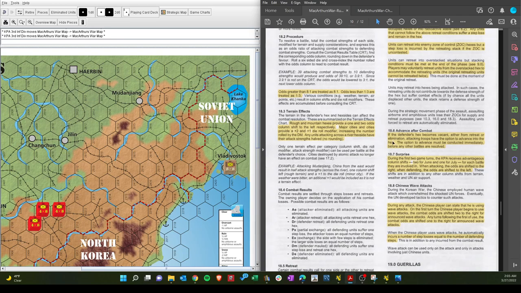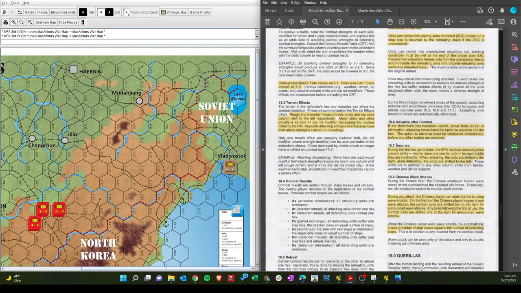Advance after combat. You can advance after combat. Okay, this is important here. Surprise. During the first two turns, the first 2 months of the game, KPA receives combat shifts. Two for June and one for July for each battle.